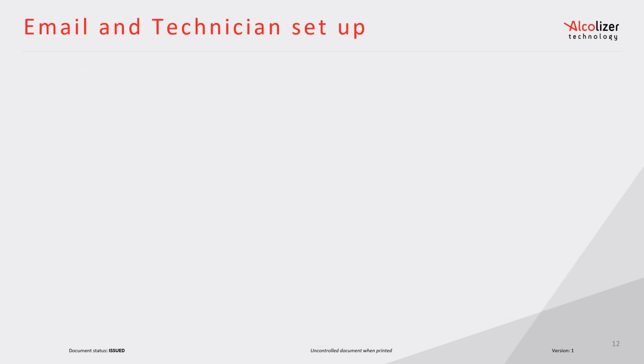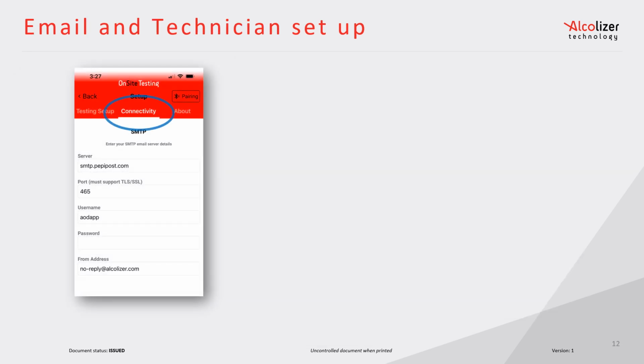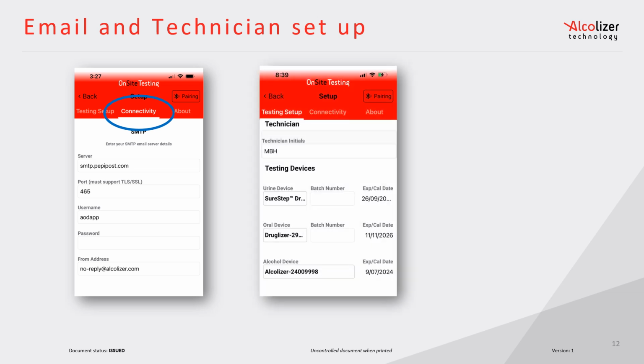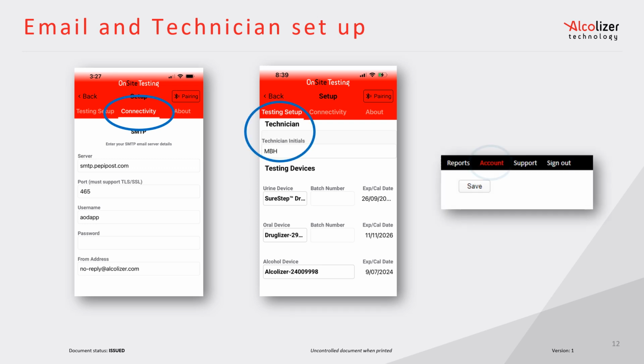To email results from the app, customers must set up their own connectivity information. Once registered, customers are sent their technician initials. They must be entered here to successfully sync results. If the initials cannot be located, log into Alco Connect and view them in the account settings.